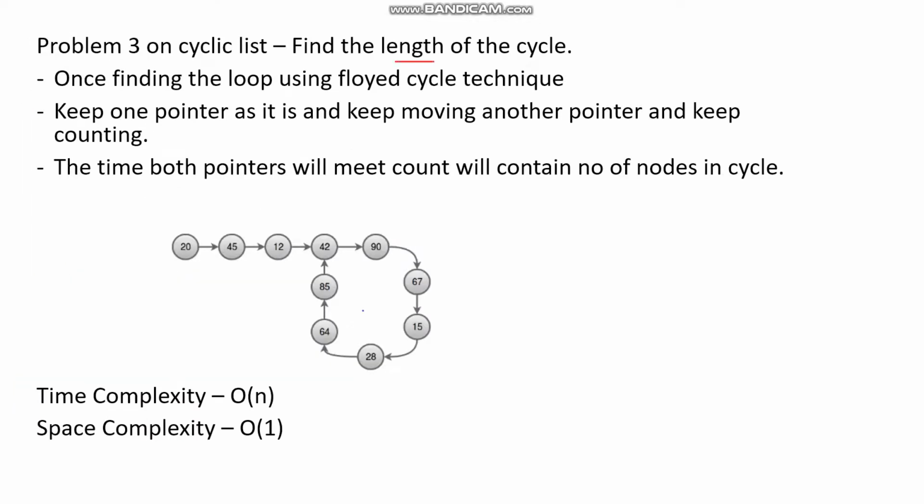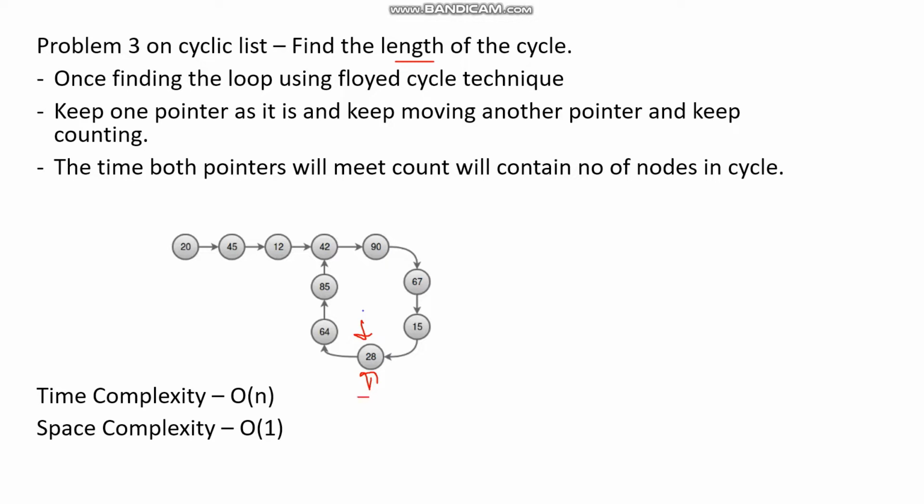So there is one more problem related to the cyclic linked list, that is finding the length of the cycle. This is also an extension of the Floyd cycle technique that we used earlier. In our earlier example, our pointers were meeting here. In this extension, we will keep one of our pointers at the existing node, and keep moving the other pointer by one step, and at the same time we will be incrementing a counter that keeps the count of the nodes.